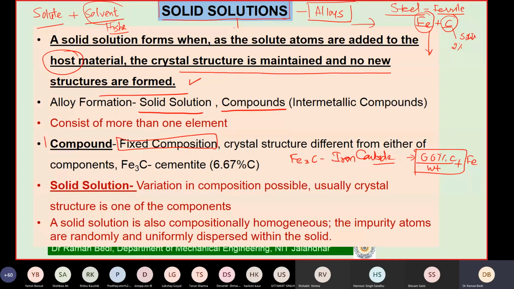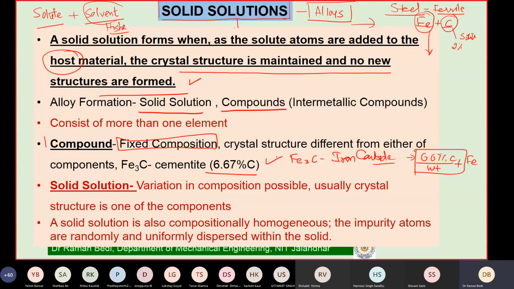If you alter the carbon percentage from 6.6 to 4, cementite will not be formed. A part of it will be cementite, but something else will also be formed. So we understand that a compound is when the composition is fixed.